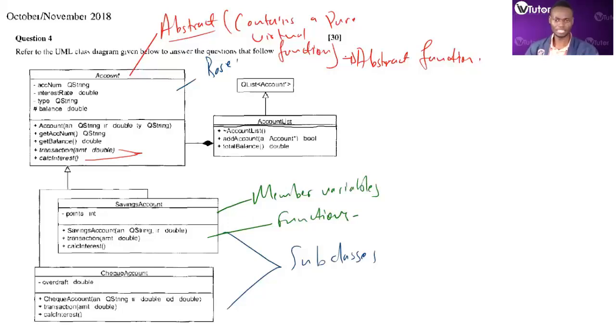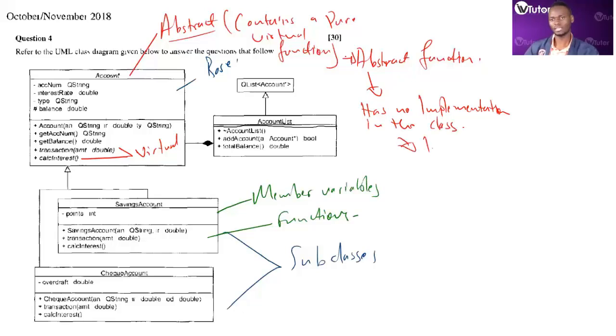A pure virtual function, we are saying, has no implementation in the class, right? So if we look at this class, for instance, a pure virtual function is also given in italics. So this means these functions are virtual. Virtual functions will be given in italics. And pure virtual functions have no implementation in the class, and you also see that they are in italics.